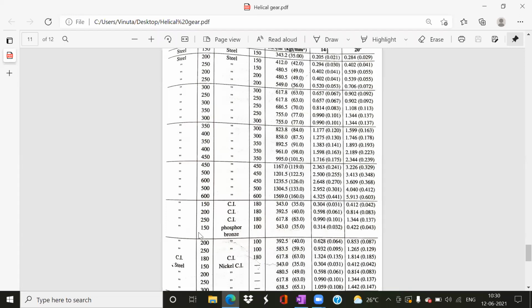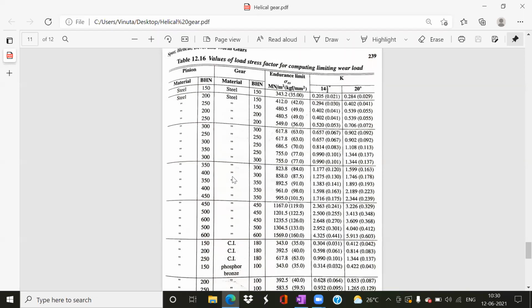Both the materials are made of steel, correct? Both are steel. Whatever K value you obtained for 20 degree, you have to select the K value here. This is the K value, that is the load stress factor. Here I can see 1.344, and after that the next value is 1.599. But our K value was obtained as 1.439. Is it available in the data book?